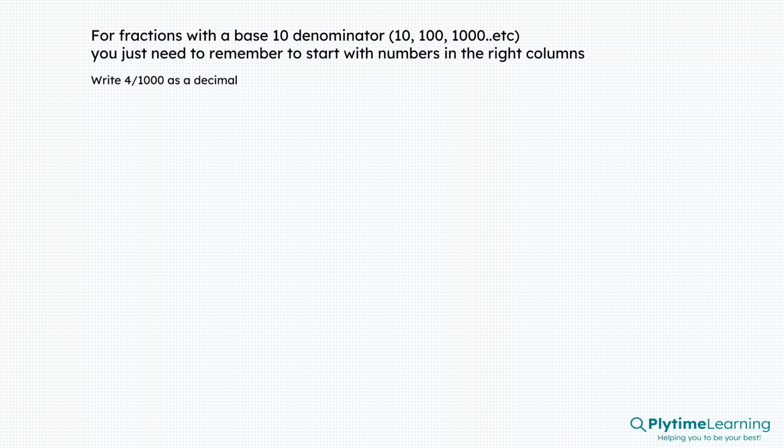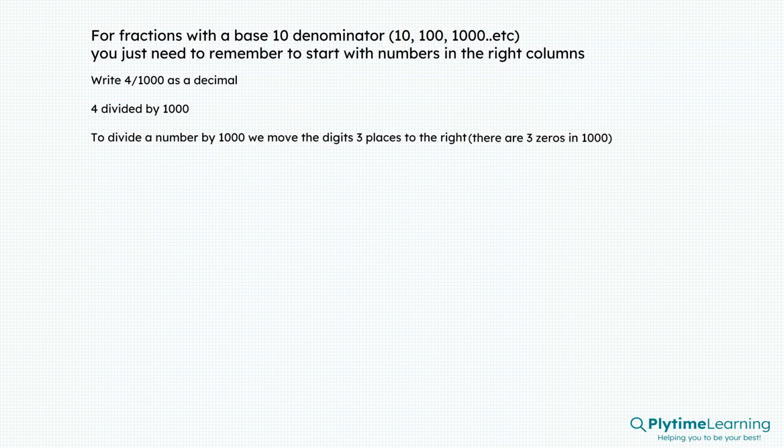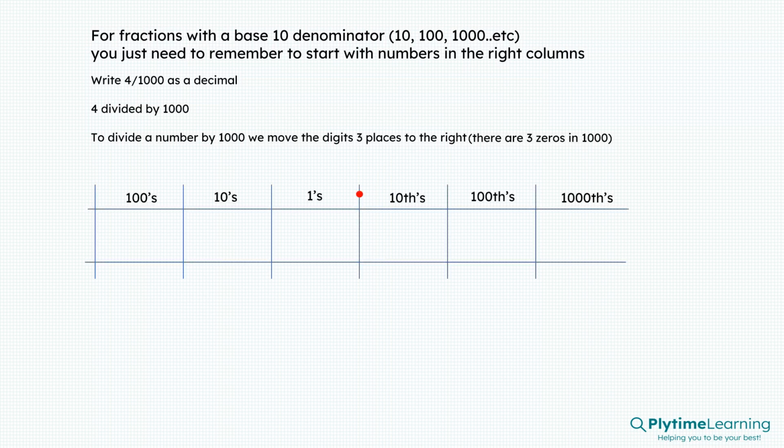Write 4 over 1000 as a decimal. It's 4 divided by 1000. To divide a number by 1000, we move the digits 3 places to the right. There are 3 zeros in 1000. If we have our columns, we write the number 4 and the decimal point, and then we move that number 3 places to the right. It's 1, 2, 3.